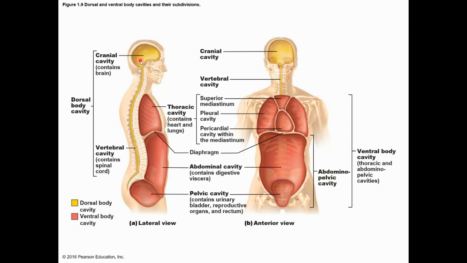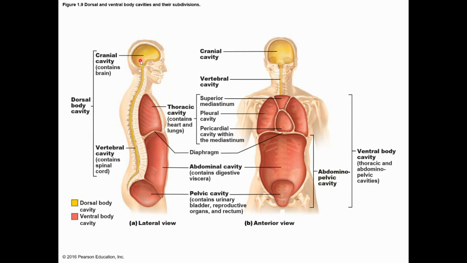Let's have a look at our ventral body cavity, so the belly side of the body. I only need you to know three cavities there: thoracic cavity, abdominal cavity, and pelvic cavity. So thoracic referring to the chest cavity, abdominal to the abdomen, and pelvic then to the pelvis area. Those three together make up your ventral body cavity.